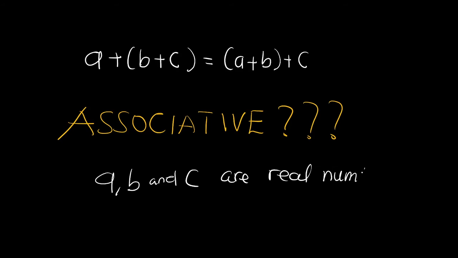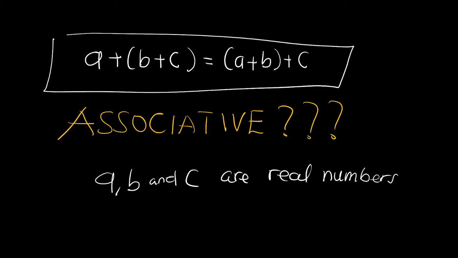So basically, we want to prove whether or not this expression is associative, on condition that a, b, and c are real numbers. So now let's look at how to do that. Now, for the expression a plus (b plus c) and then (a plus b) plus c.